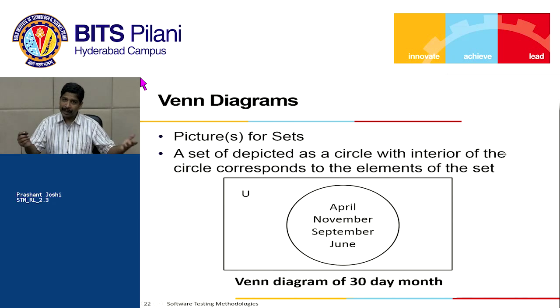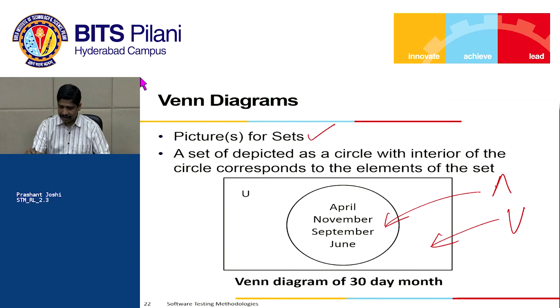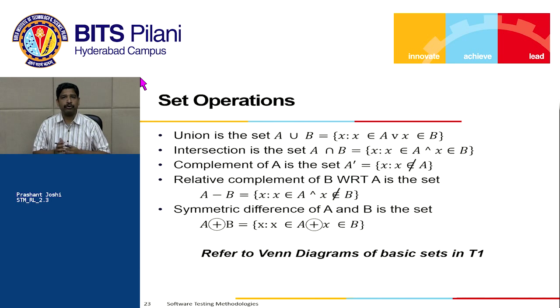The other part is pictorial representation. Pictures can say 1,000 words. So this is pictures for sets. This is like a Venn diagram of a 30-day month. So this is the set. This is the universal set, U. This is our set A, which is all 30-day months in a year. And in fact, Venn diagrams further would give rise to intersection of sets and union and other operations that we need to do. But it's a pictorial view.